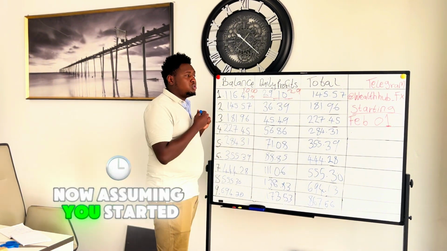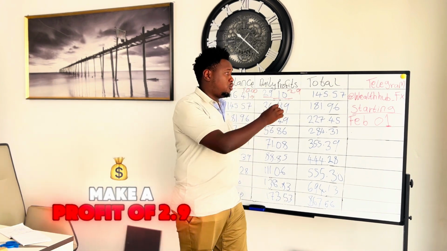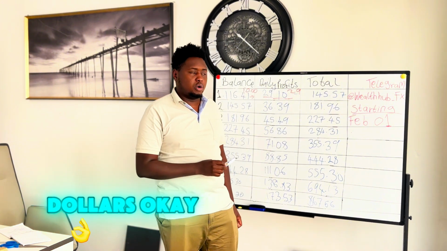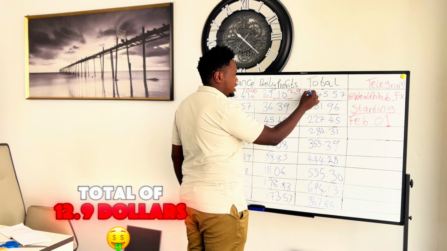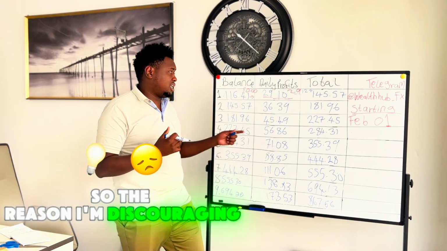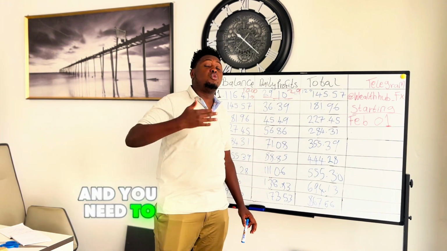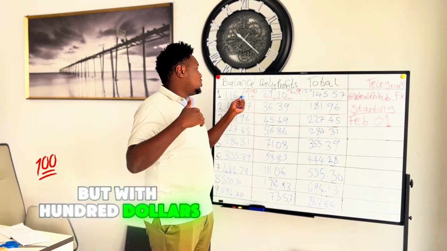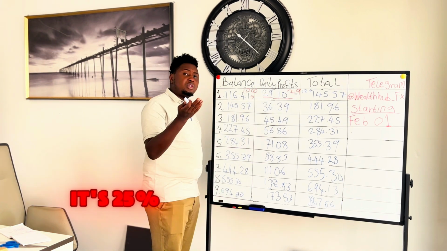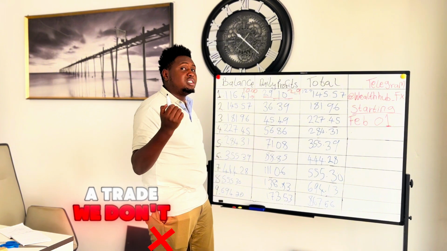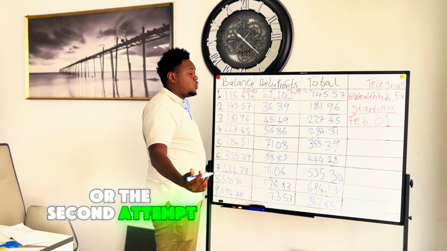Now assuming you started with $10, what happens? You only need to make a profit of $2.9. So you'll have a total of $12.9. The reason I'm discouraging you from starting with $10 is it will take a very long while and you need to up your risk. But with $100, you're only risking like 25%. And with 25%, even if we lose a trade, we will not actually blow it with the first attempt or the second attempt or the third attempt.